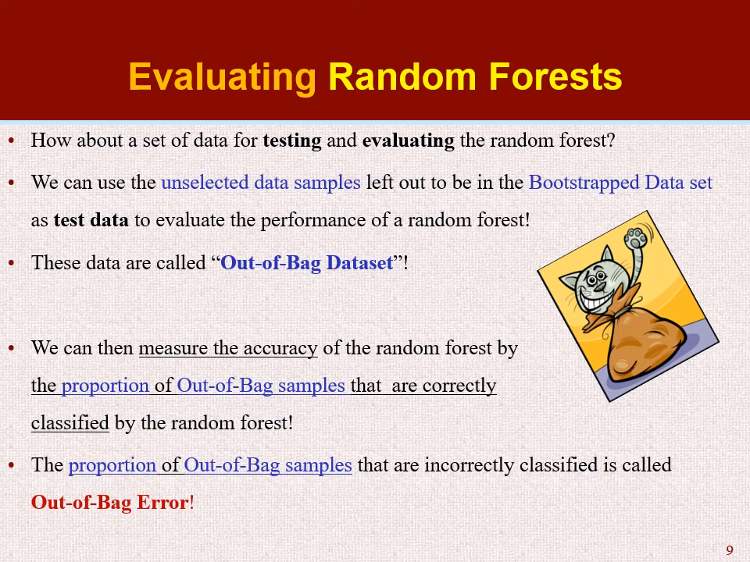The proportion of out-of-bag samples that are incorrectly classified is called the out-of-bag error. So if we have p samples in the out-of-bag dataset and our random forest classified q of them correctly, then p minus q of them were classified incorrectly. So this p minus q is the out-of-bag error count, and the error is (p minus q) divided by p.